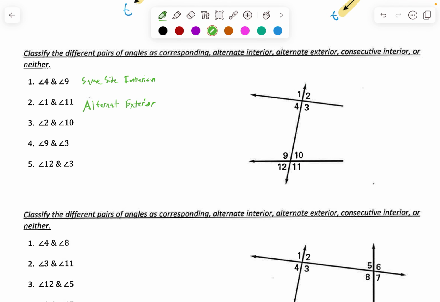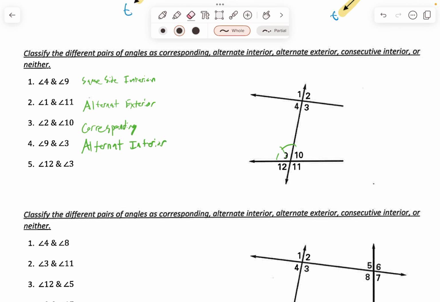Okay. 2 and 10. Those are on the top right corners. So I'd say they're matching. So I'd say corresponding. We're just trying to name them. If you didn't practice on your own, I feel sorry for you. 3 and 9, those are switching on the inside. So I'd say alternate interior.